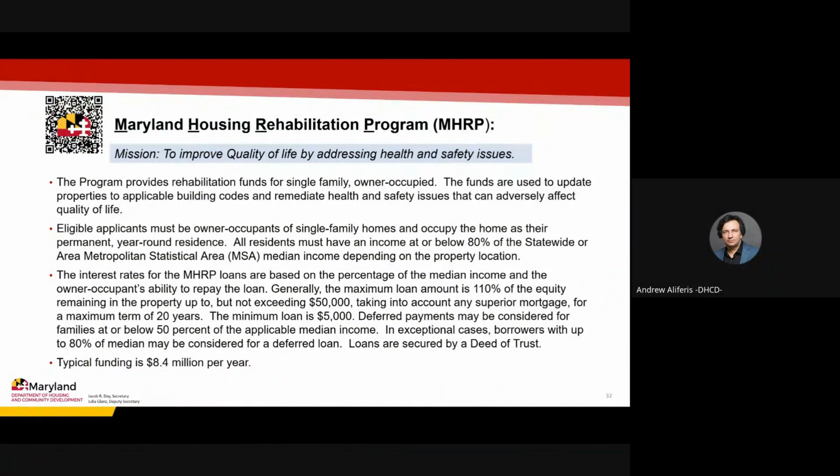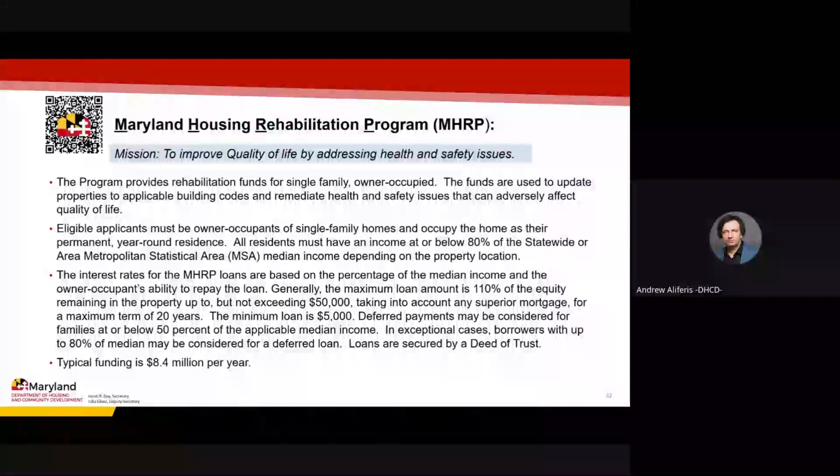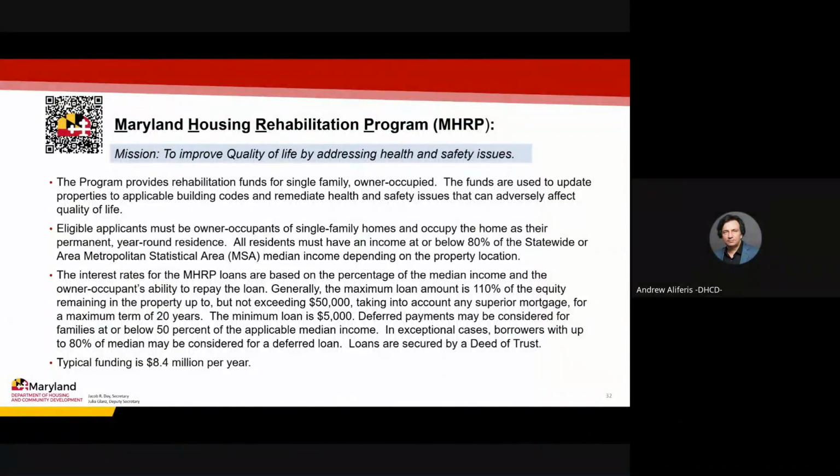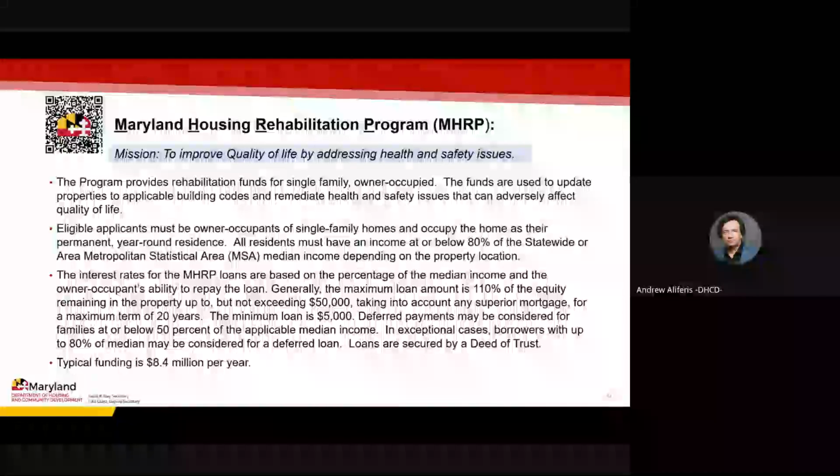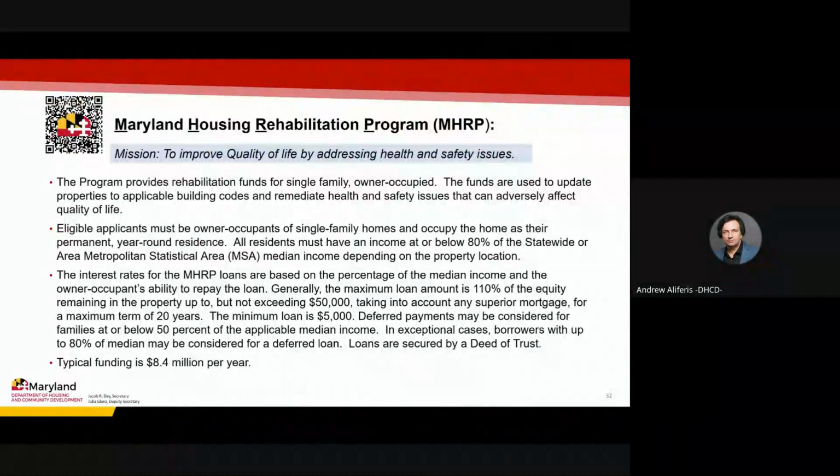Maybe the ceramic flue is falling apart and needs to be replaced. We do heating equipment. We do water heaters. Anything that would make your house either unsafe or unlivable.